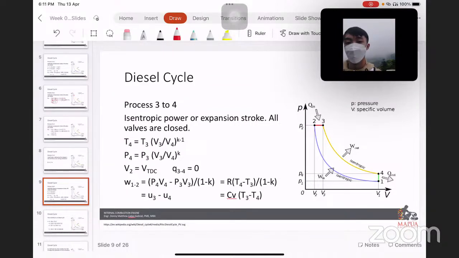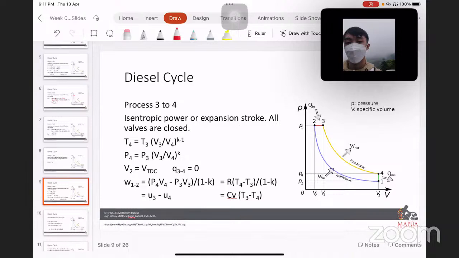So, kabaliktaran lang din, P1 over P2 is equal to V1 over V2. Ginagamit natin yung relationship nila raised to the power of the specific heat ratio, the ratio of the specific heat at constant volume and constant pressure, which is K. So, yung 3 to 4, meron ka ring work. Since there's a change in volume, meron ka ring work dito.